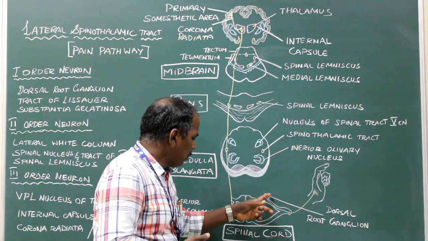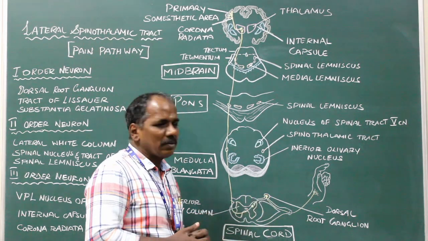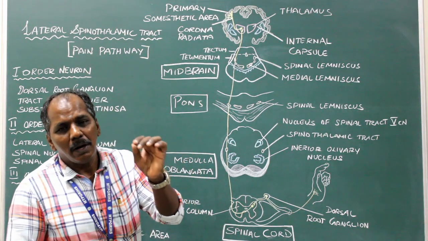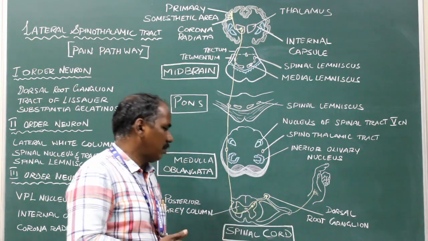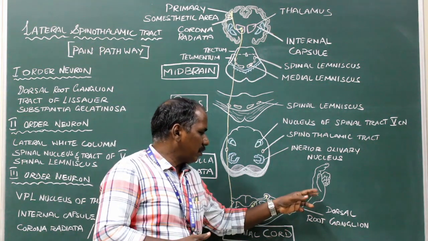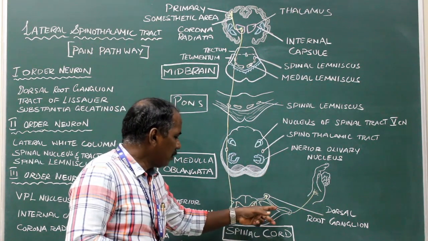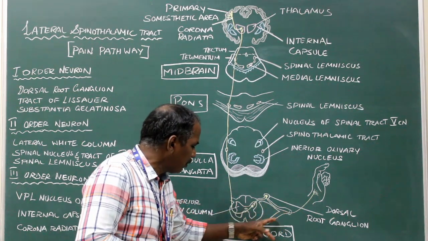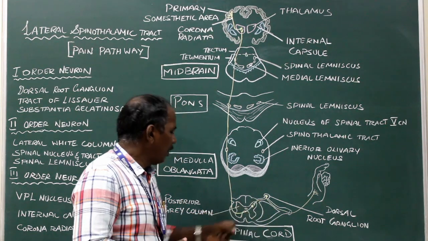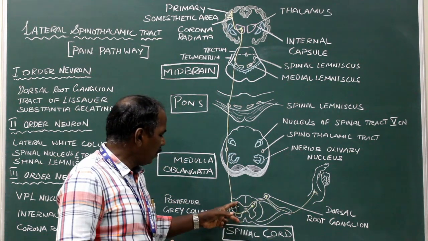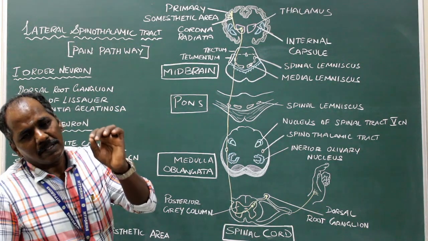So this is the dorsal root ganglion. The neurons present in the dorsal root ganglion are known as pseudounipolar neurons. It has a peripheral process and a central process. The peripheral process carries the pain and temperature sensations from the skin and passes through the dorsal root of the spinal nerve. This is the ventral root, this is the dorsal root. It enters the posterior gray horn where it relays in the posterior horn cells.